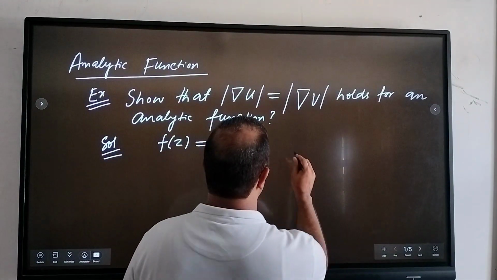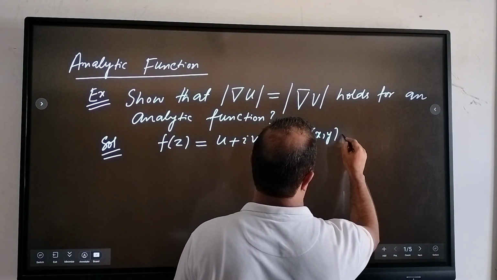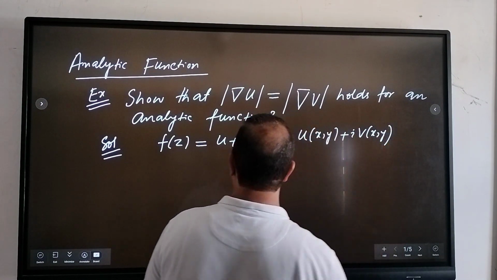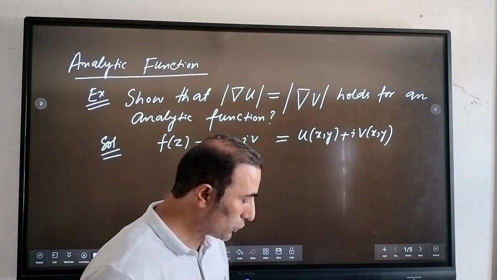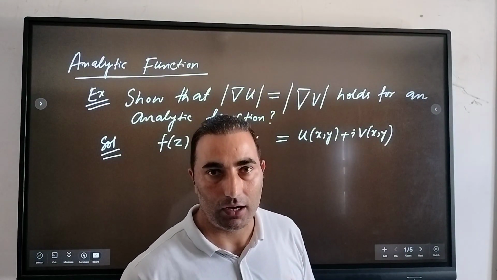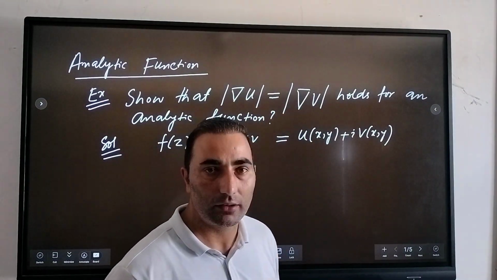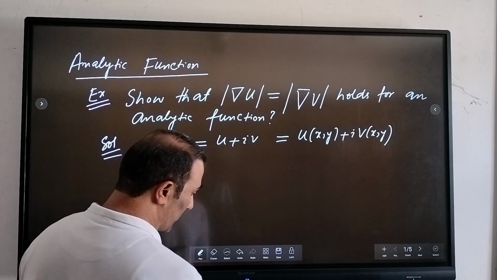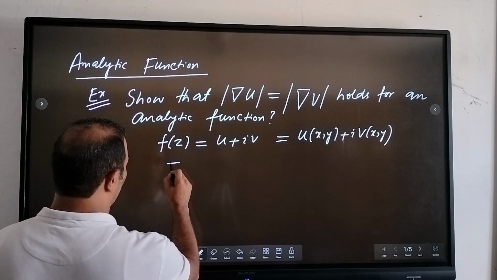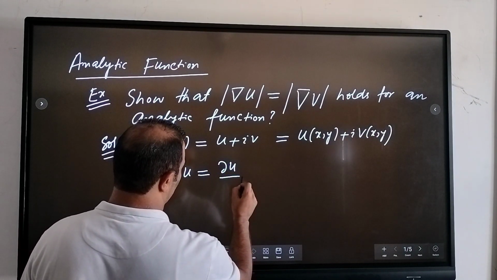This is an analytic function because u is a function of x and y. Now we need to check that nabla u should be equal to nabla of v, or you can check it at some particular value. So first, if you take the partial derivatives, what's nabla of u here? Nabla of u you can write as partial u by partial x.